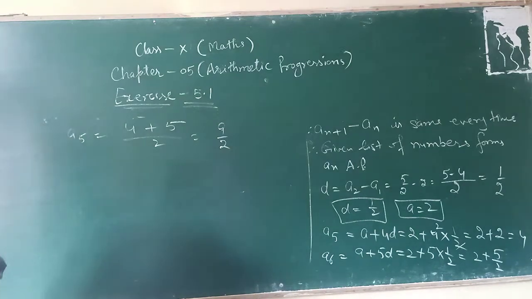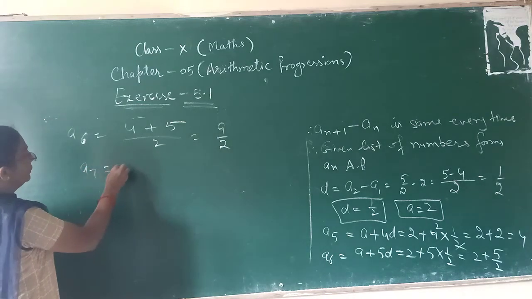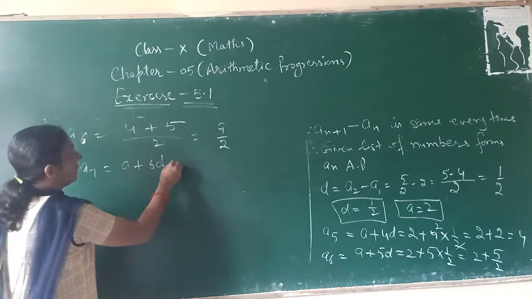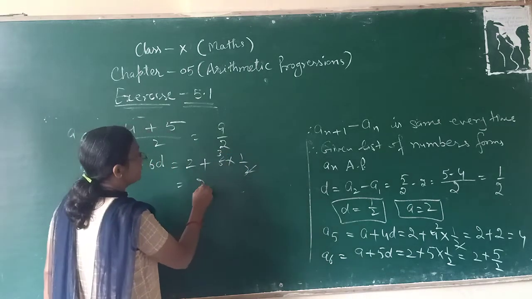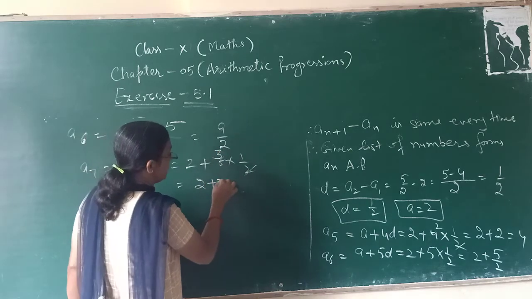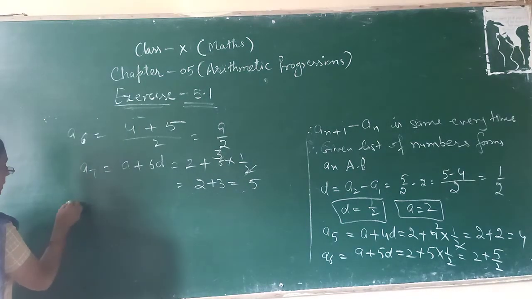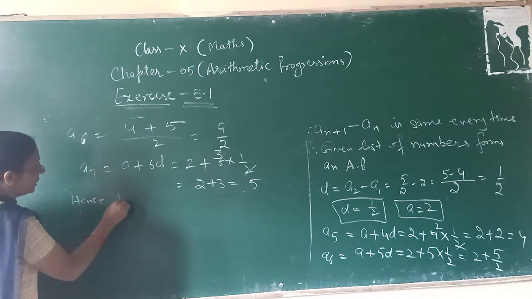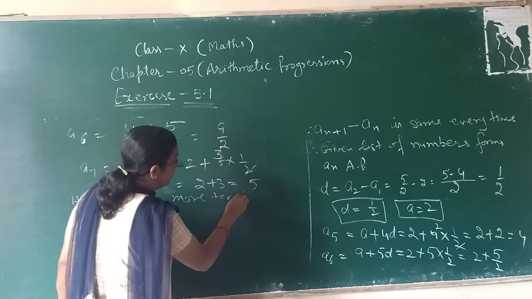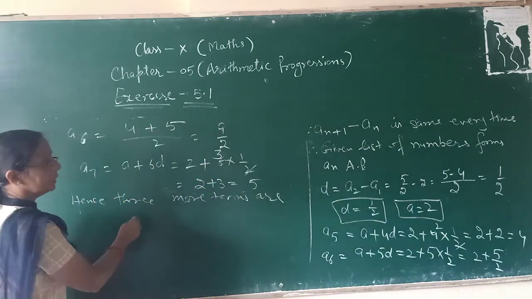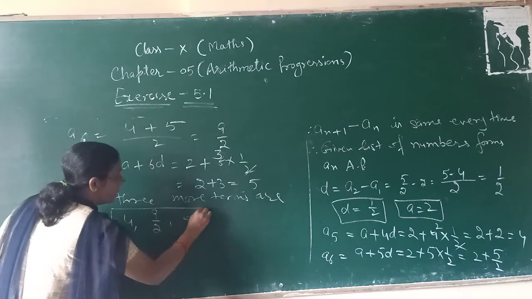So you have your A6. No, sorry, not 5, 6, because 5 we already calculated. Now A7. A plus 6d, that is 2 plus 6 into half, that is 2 plus 3, which is 5. So like this we got 3 terms, A5, A6, A7. At last, hence the 3 more terms are 4, 9 by 2 and 5. These are the next 3 terms.